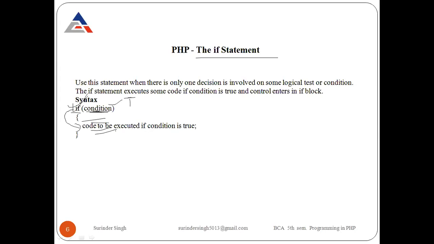Use this statement when only one decision is involved on some logical test or condition. You have a condition, and on the basis of that condition you have only one decision. If the condition is true, then you have to perform this action. If the condition is false, then we have nothing to perform. Clear? If true, we perform some actions, but if the condition is false, you do nothing. Clear?